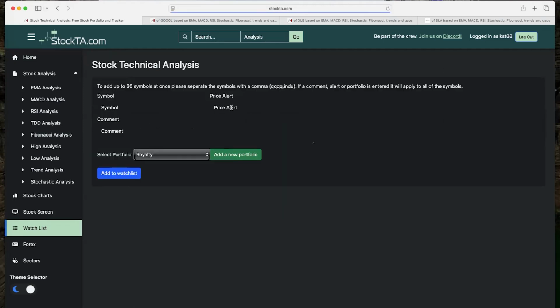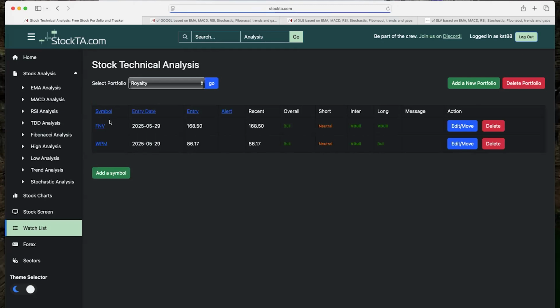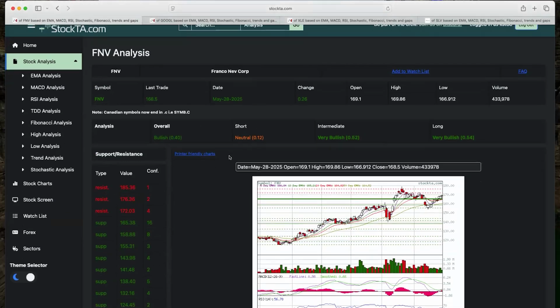And then you hit add a symbol. You can type in a symbol. So I'm going to type in Franco Nevada, which is FNV, and add to watch list. And you click here to continue. And now it's popped up here. It gives you what its recent close was when you entered it, what the date was that you entered it, and then the same trend scores. You can also click on the stock and it'll bring you there, as if you searched it.